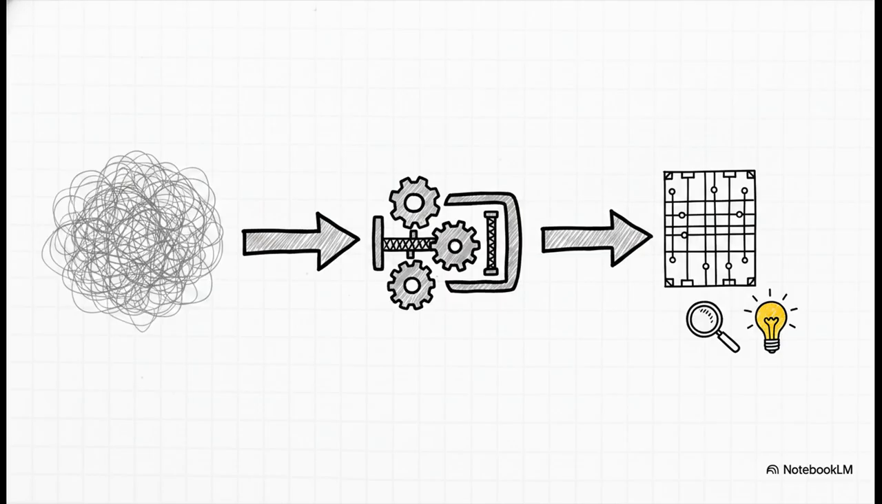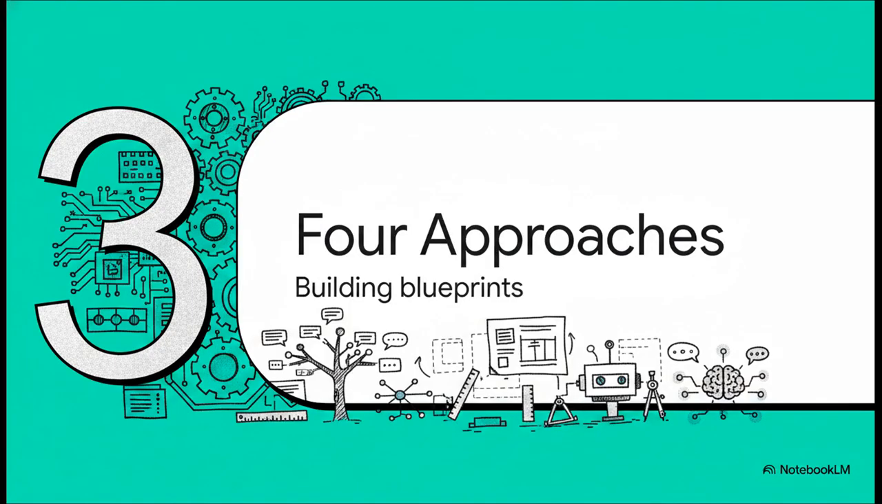Once the data is locked into this structured blueprint format, then machines can reliably store the information, search through it super efficiently, and most importantly, perform logical reasoning. We're essentially translating everyday English into strict mathematical blueprints. Section 3, the 4 approaches.